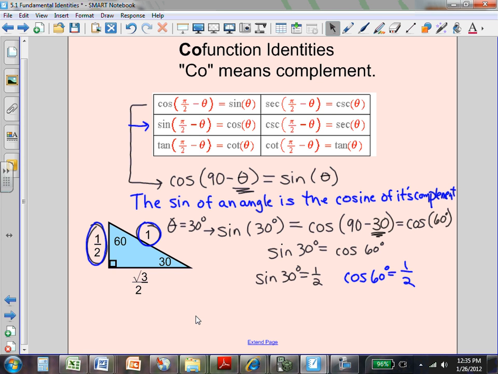Okay, so those are the cofunction identities. The rest of them work the same way, and they have the same pairs. Sine goes with cosine, tangent goes with cotangent, secant goes with cosecant, just like sine goes with cosine.